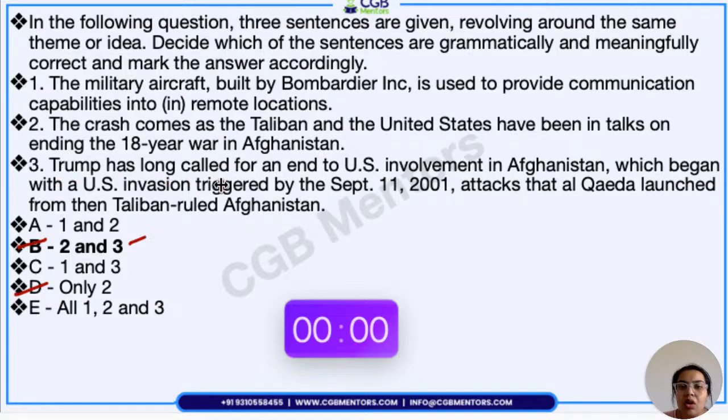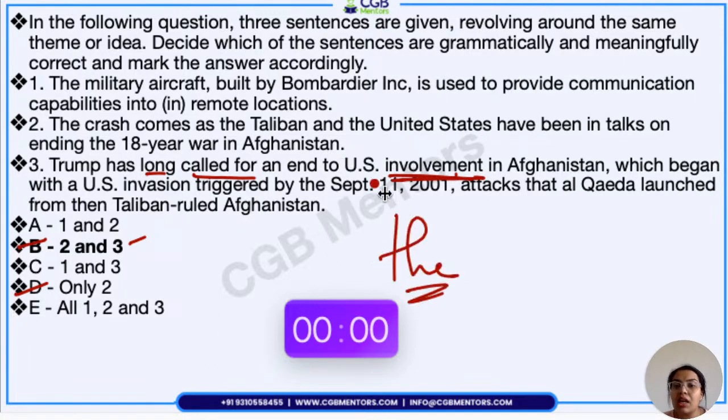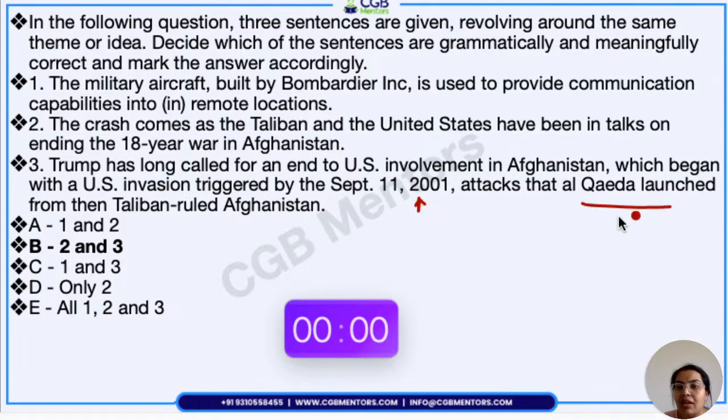Trump has long called for, phrasal verb है, long adverb है, an end to US involvement. Because main noun is involvement, यहाँ मुझे the लगाना compulsory नहीं है US के सामने. Which began how, with the US invasion that was triggered by September 11 attacks that Al Qaeda launched from then Taliban ruled Afghanistan.